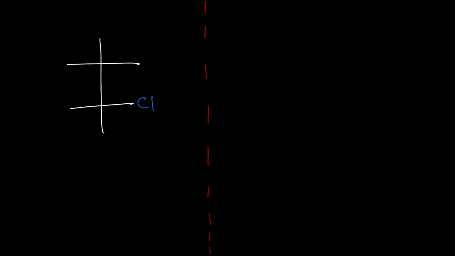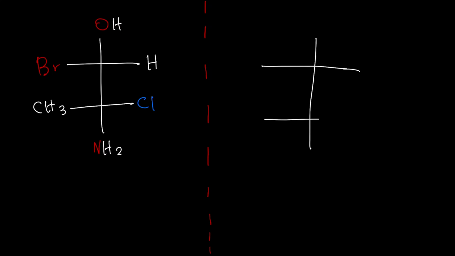If we were to draw a more complicated Fisher projection, how do we draw the enantiomer for this compound? So you're going to flip the groups on the right side and put them on the left side. So on the left, we're going to have a hydrogen and a chlorine, and on the right side, we're going to have a bromine and a methyl. And we're still going to keep the amine on the bottom and the alcohol on top.